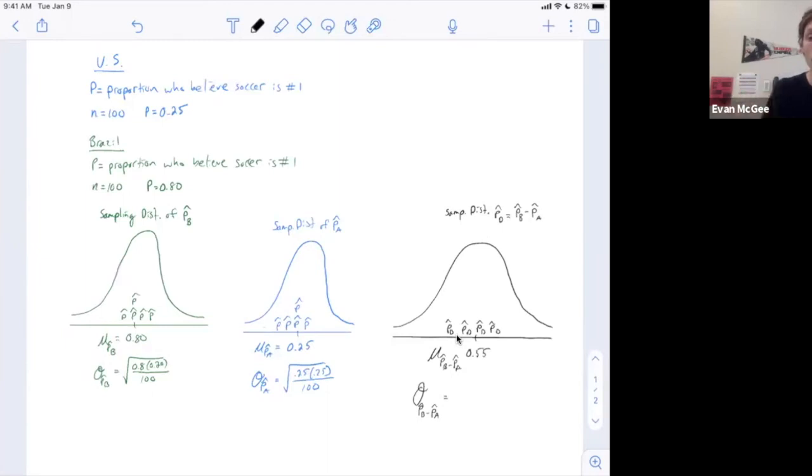It has more variation because it's accounting for both of these. And so the formula for the standard deviation is adding the variances together. So it's quite simple. It looks like this. All we have to do is add these two values together under the same square root, and that will give us the expected spread of this third distribution, which is the sampling distribution of the difference between two proportions.